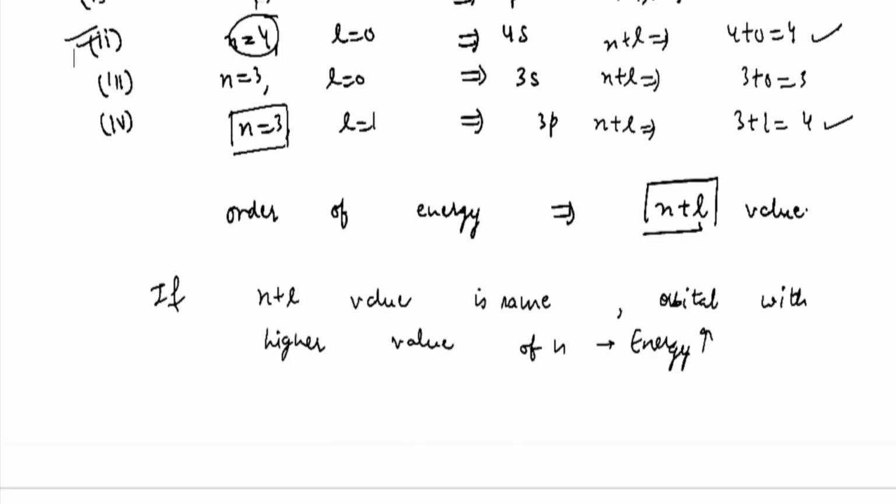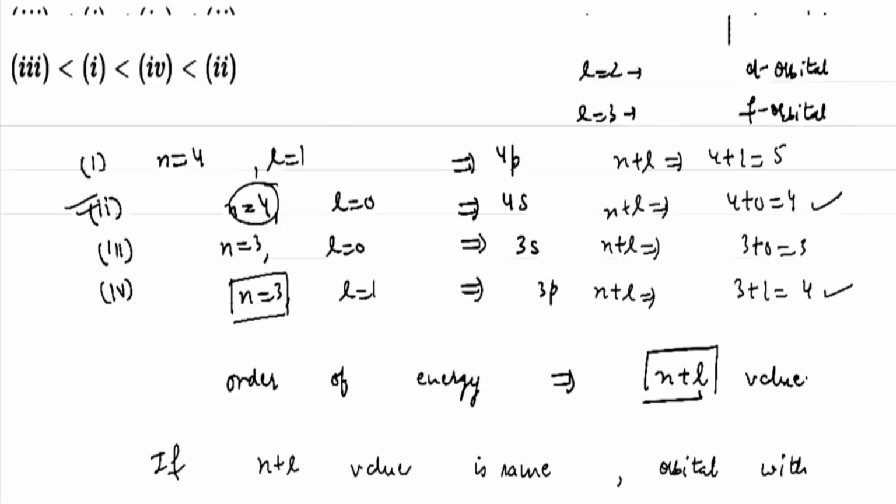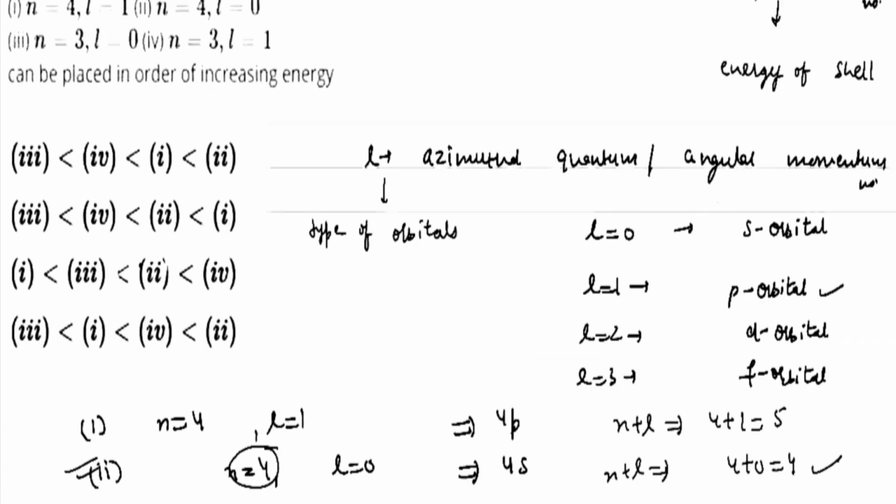Therefore, the correct order of increasing energy of the given orbitals will be: the least energy is of the 3s orbital, then 3p, after that 4s, and after that 4p. So 3, 4, 2, 1 is the order. This is given in the second option, so B is the correct answer to this question. I hope you understood the solution. Thank you.